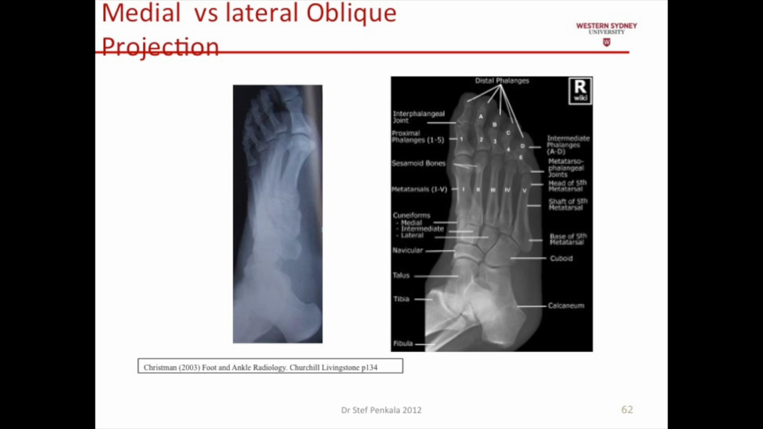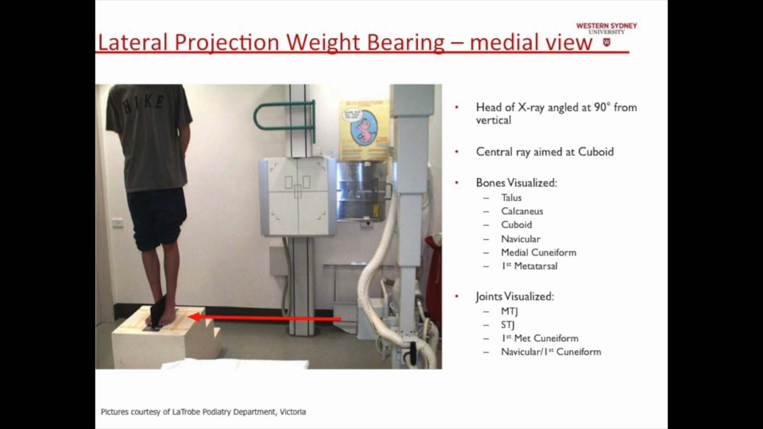In this slide, you can see the differences of how the foot would appear dependent on whether a medial or lateral oblique projection has been used. You can see quite clearly that in terms of visualization of more key structures, with the lateral oblique method you are able to identify more clearly more structures of the foot, which explains why it's an approach and projection that's more commonly requested. This slide shows the typical setup in which to take a lateral projection weight bearing.